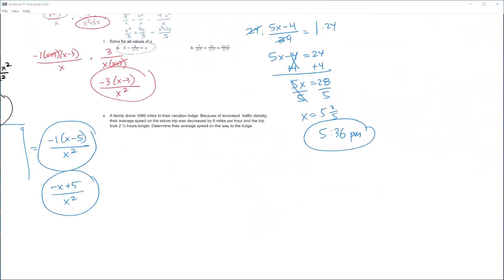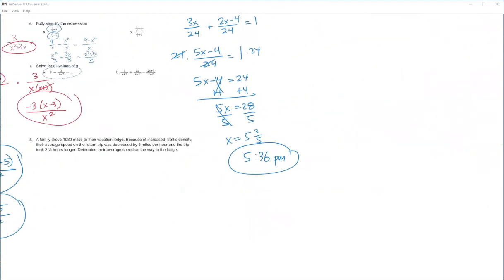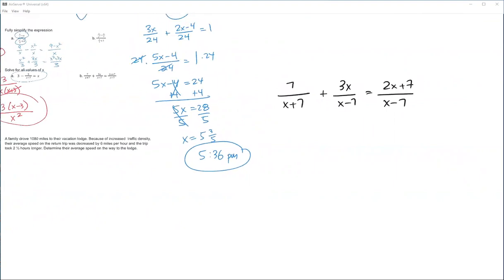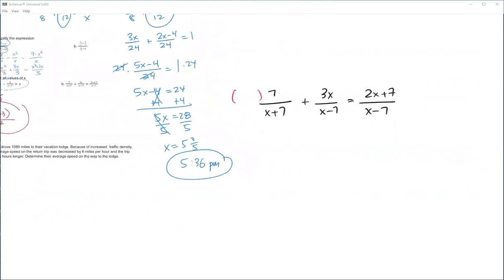All right, let's move to this side here. We have 7 over x plus 7 plus 3x over x minus 7 is equal to 2x plus 7 all over x minus 7. Common denominators here. So this needs an x minus 7, this needs an x minus 7, this needs an x plus 7, x plus 7, and this needs an x plus 7 as well.